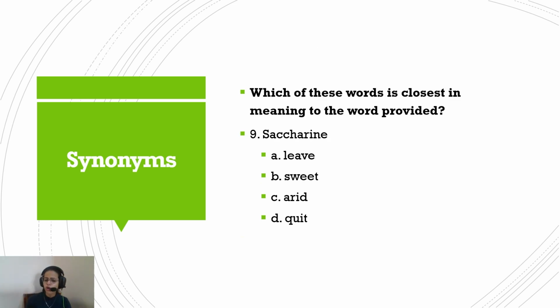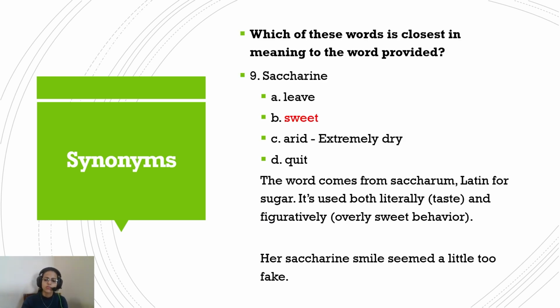Saccharine. If you've had a background in chemistry, you must have come across this word, saccharine. It means sweet. The word comes from saccharum, Latin for sugar. It is used both literally for taste and figuratively for overly sweet behavior, like a saccharine smile. That means a too-sweet smile, like a diabetes-causing smile. You can remember it like that. Saccharine, shakkar, sugar, something like that.